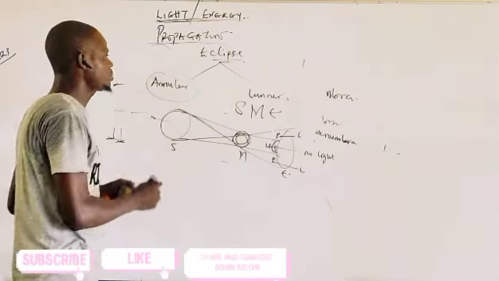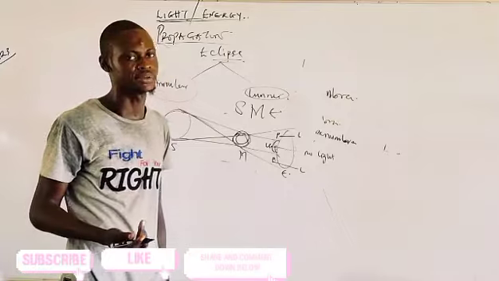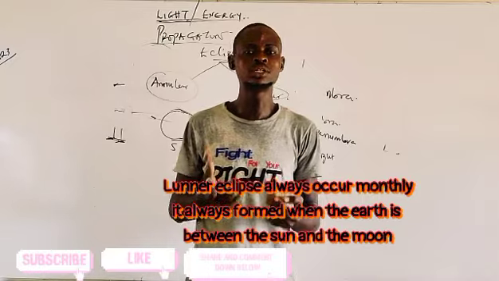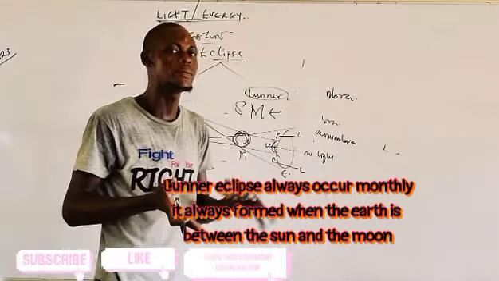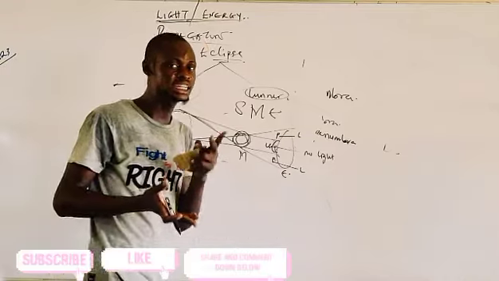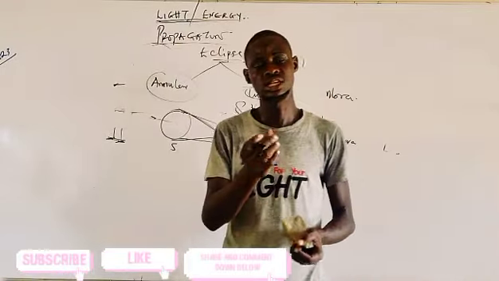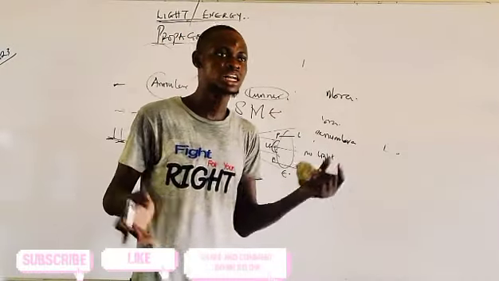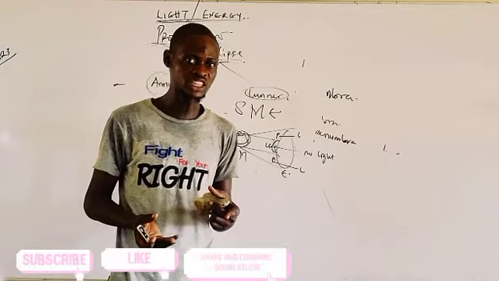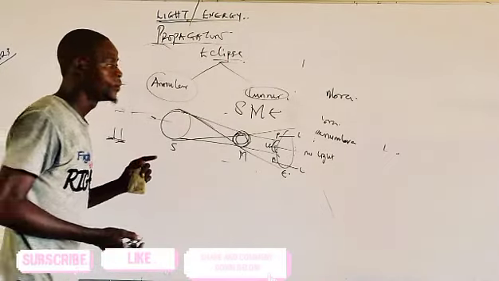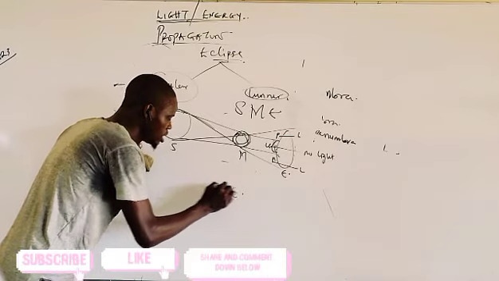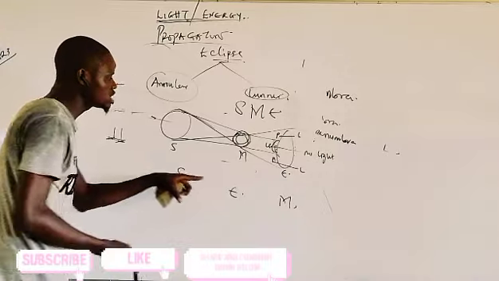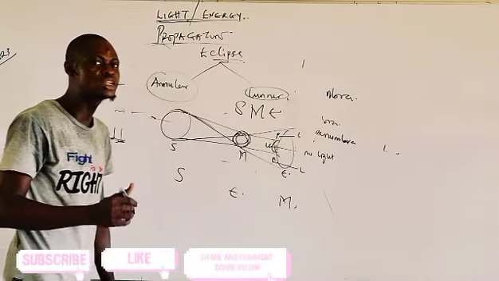Now, I will talk about the other type of eclipse, which is known as lunar eclipse. A lunar eclipse is an eclipse that occurs monthly. It is always formed when the earth is between the sun and the moon. A lunar eclipse just occurs within some seconds, a period of time, and then clears off. So when the earth comes between the sun and the moon, it produces a lunar eclipse.